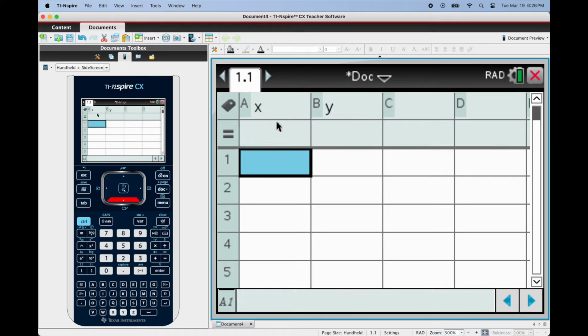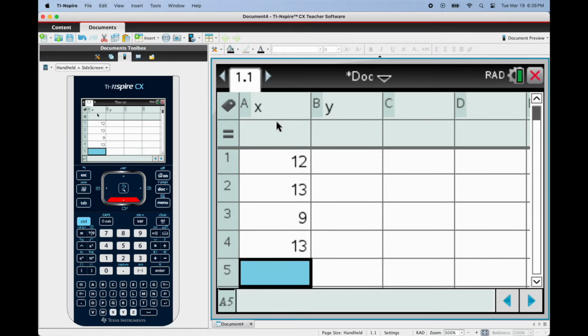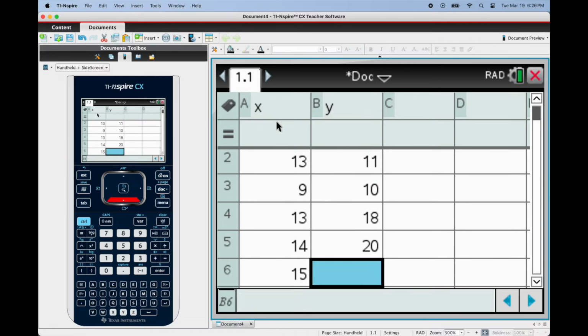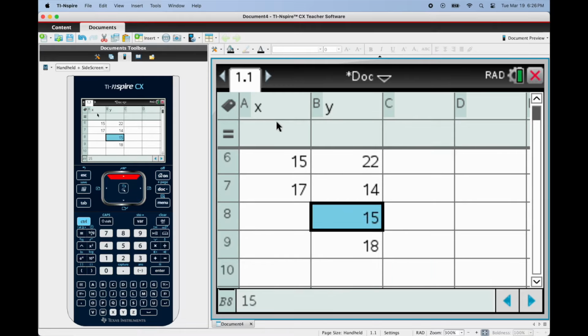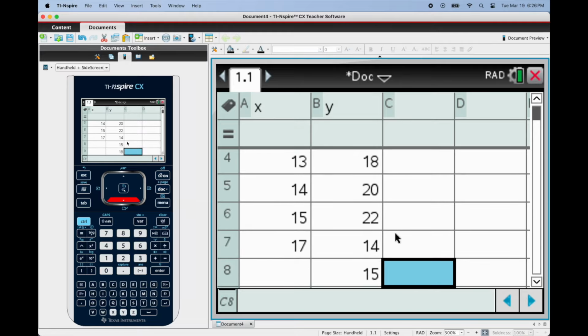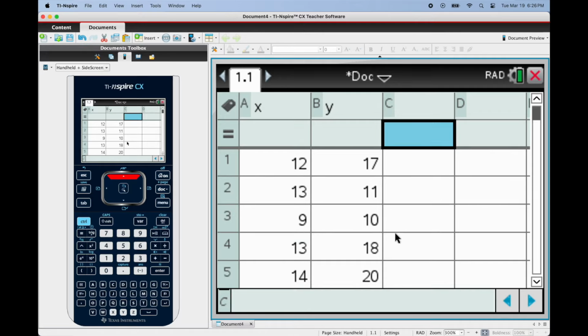So these are the values for x: 12, 13, 9, 13, 14, 15, 17. And this is y: 17, 11, 10, 18, 20, 22, 14, 15, 18. Great. And it doesn't matter that there is a difference in length here. Okay, we've got our values in. If this is a timed exam, you might want to check that you've put them in correctly. And I think these are good as well.